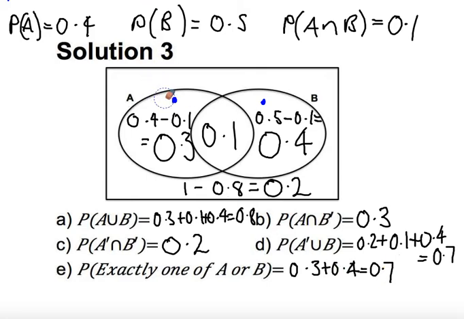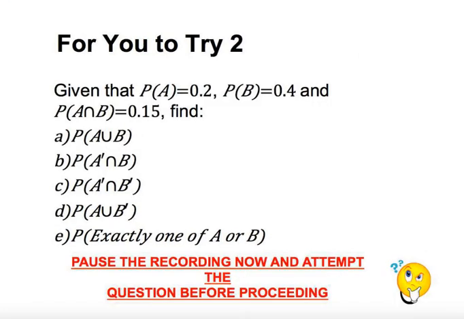Okay, I hope that all made sense because now I want you to try one out for yourself. So what we have here, given that the probability of A equals 0.2 and probability of B equals 0.4 and probability of A intersect B is 0.15, we want to find all these different probabilities. Please draw yourself a Venn diagram and fill in a Venn diagram before trying to find these probabilities. So pause the recording now and have a go at the question.